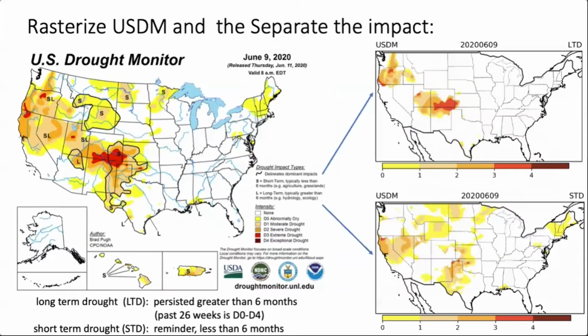To further evaluate against the U.S. Drought Monitor, we first rasterize USDM to the regular latitude grid, and then we further separate the U.S. Drought Monitor into long-term drought and short-term drought. By definition, long-term drought is drought persisting longer than 6 months in the past 26 weeks, and short-term drought is the remainder, just less than 6 months.